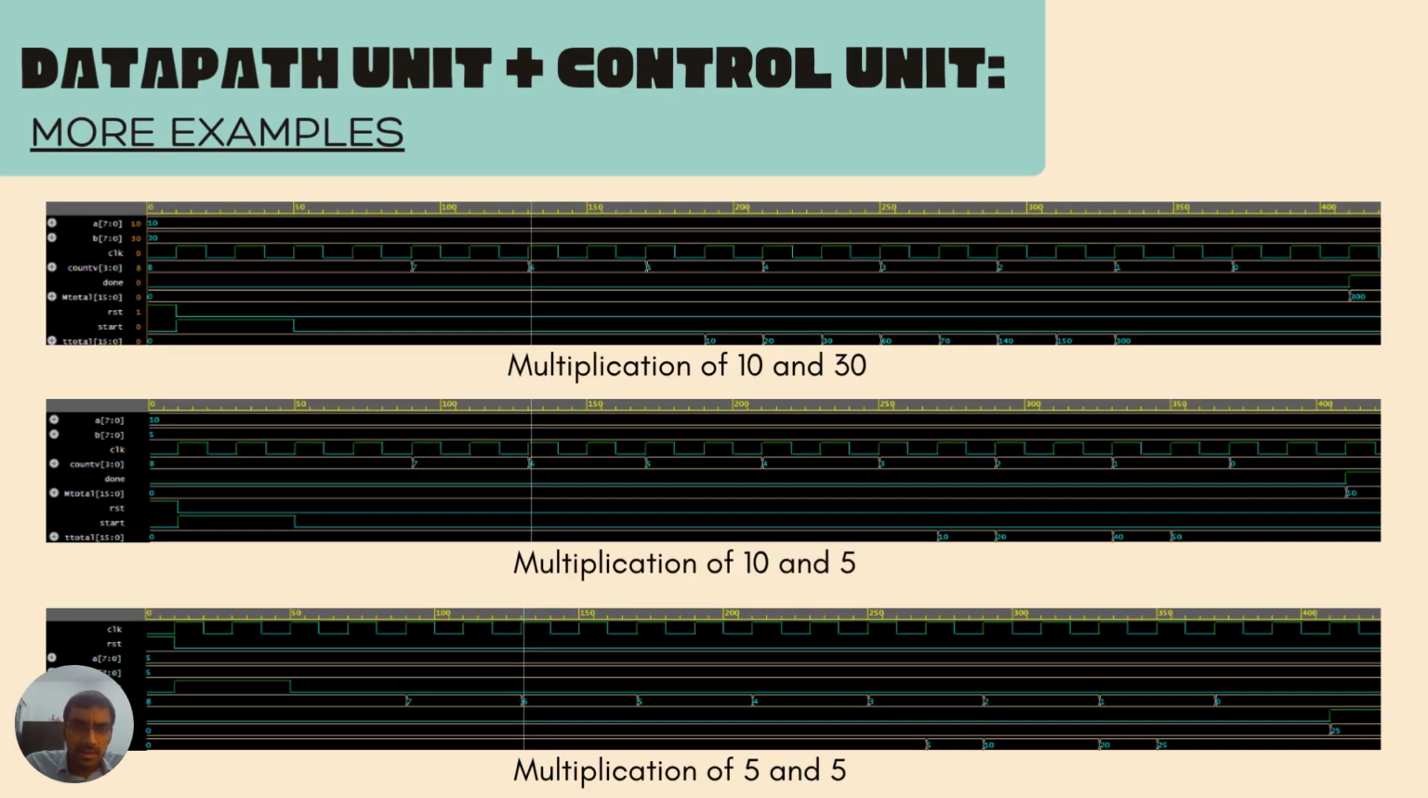On similar lines, we have also done the multiplication of 10 and 30. Same, we get 300 and the done flag as 1. Same for 10 and 5, 50, done flag as 1. And 5 and 5, 25, we get the done flag as 1. The intermediate operations are also shown in the T total.